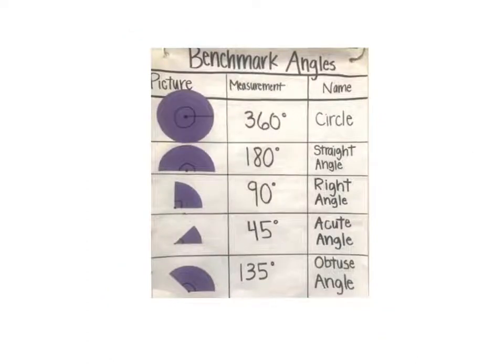So take a look at this benchmark angles anchor chart. This is an anchor chart that we made together. So we started off with a full circle, 360 degrees. We cut it in half. That got us 180 degrees, a straight angle. We cut that half in half again to get a 90-degree angle. We cut our 90-degree angle in half to get our 45-degree angle. And then we took 3 of our 45-degree angles to create a 135-degree angle. Or we could also say that's a 90-degree angle plus a 45-degree angle.